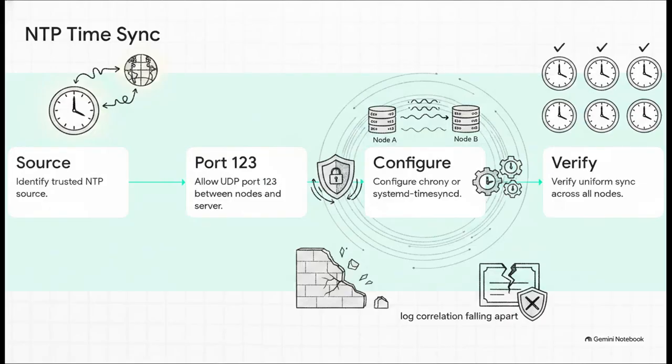Time for a major pro tip. Network Time Protocol, or NTP, is critical. I mean it. Time drift between your virtual machines is the silent deployment killer that sneaks up on you. If node A thinks it's 2 p.m. and node B thinks it's 2:05 p.m., your log correlation completely falls apart. But even worse, your Kubernetes security certificates will fail to validate altogether. You've got to ensure all your nodes sync to the exact same NTP source over UDP port 123 before you even think about starting that installer.